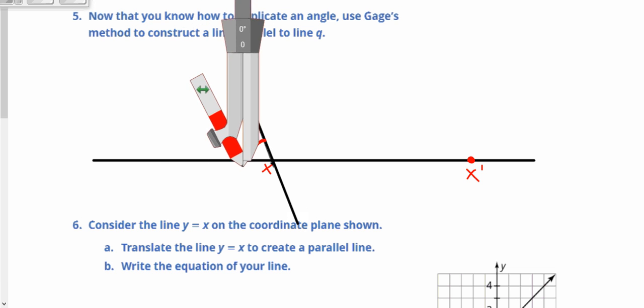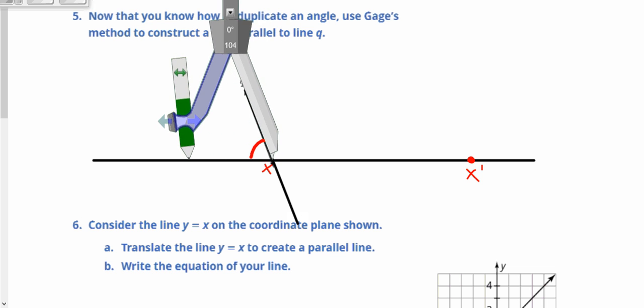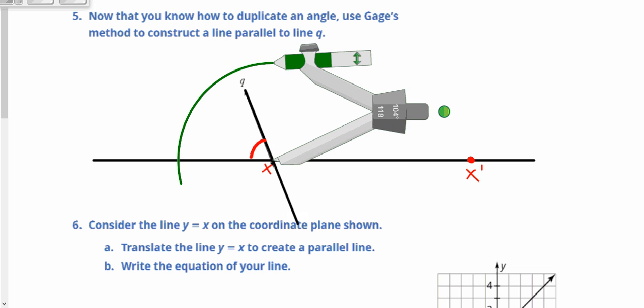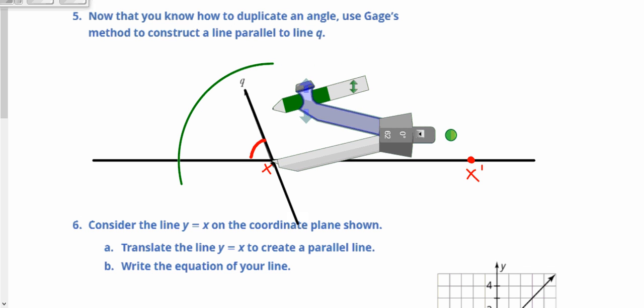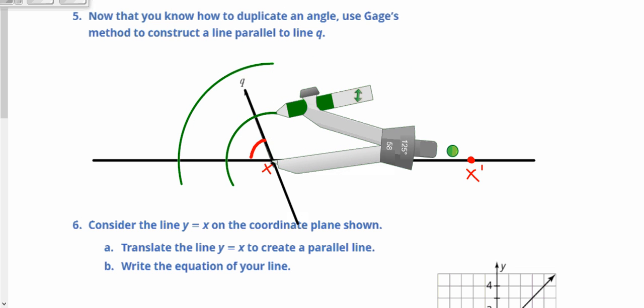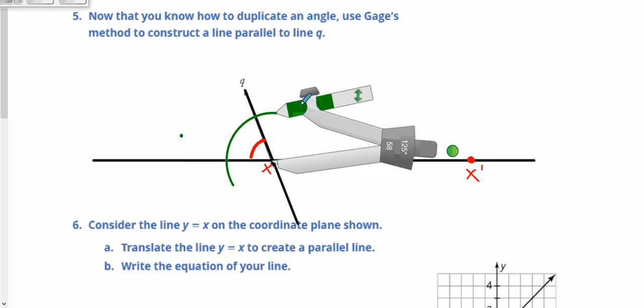make an arc through both sides of the angle that I am duplicating. So I put my pointy end on X, and I am going to make an arc through both, and that one is too big. So we're going to try it again. So here's an arc right here. Okay, let's get rid of this one. All right, so we have that one right there.